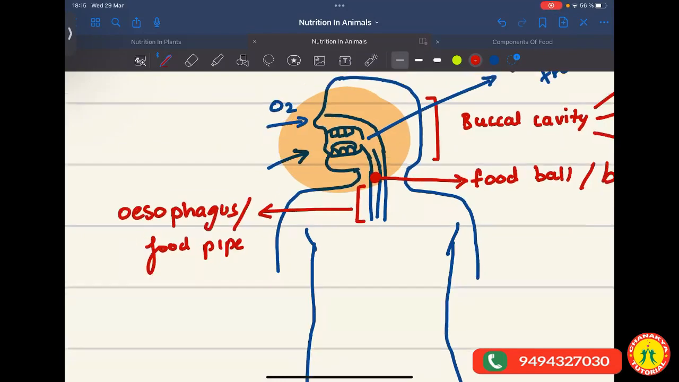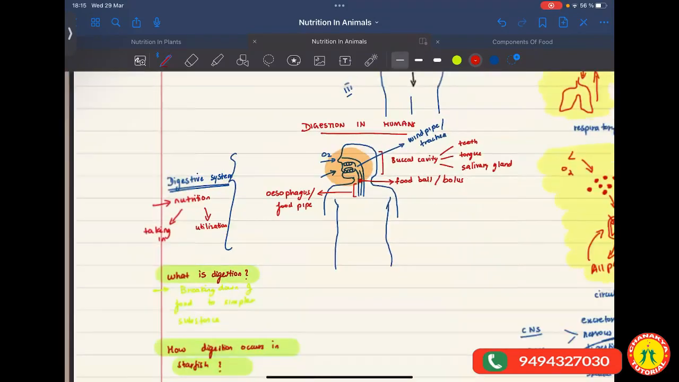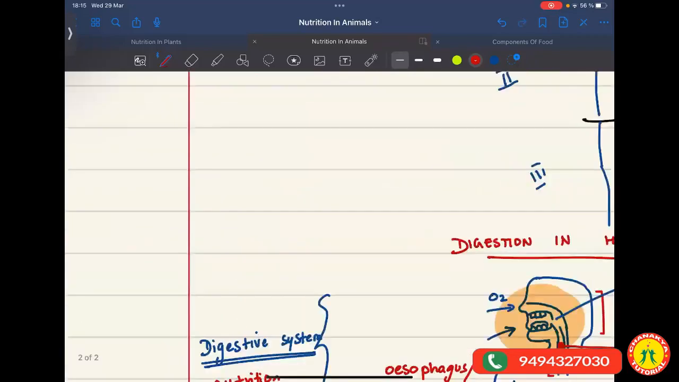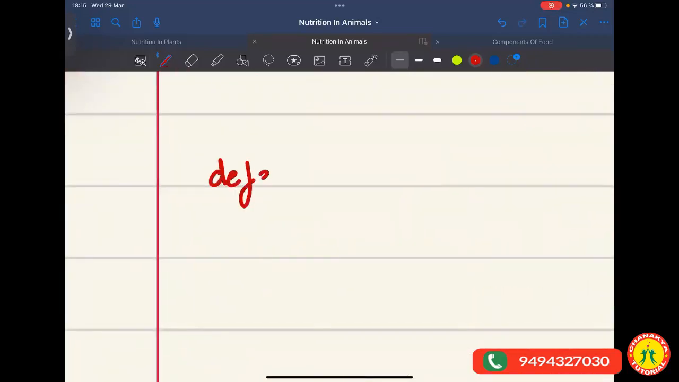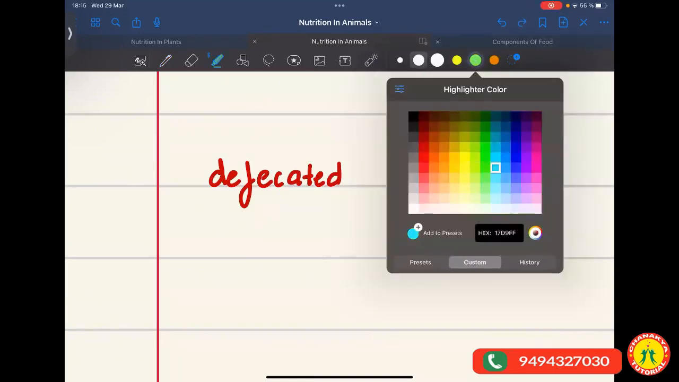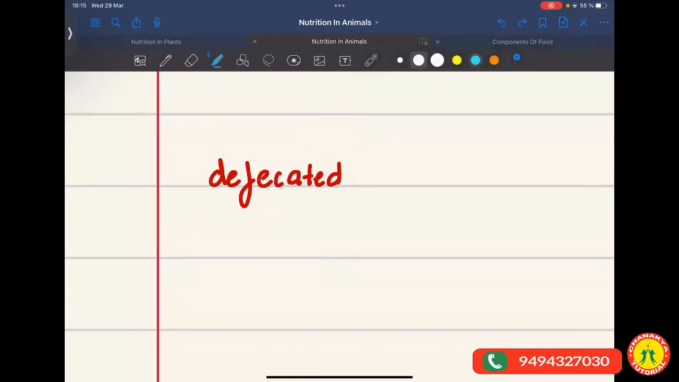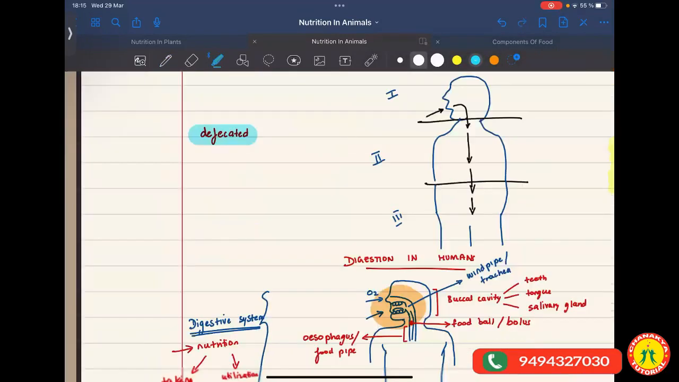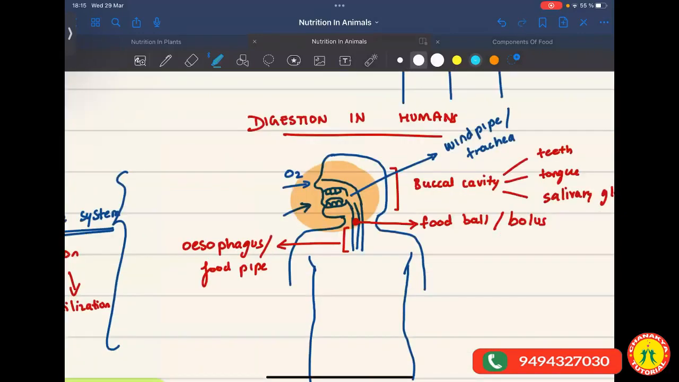So the new word is defecation. I'll write all the keywords here. Defecated means what? I just now told you, defecation means what? It means excretion, it leaves your body. Defecate means removed from your body.